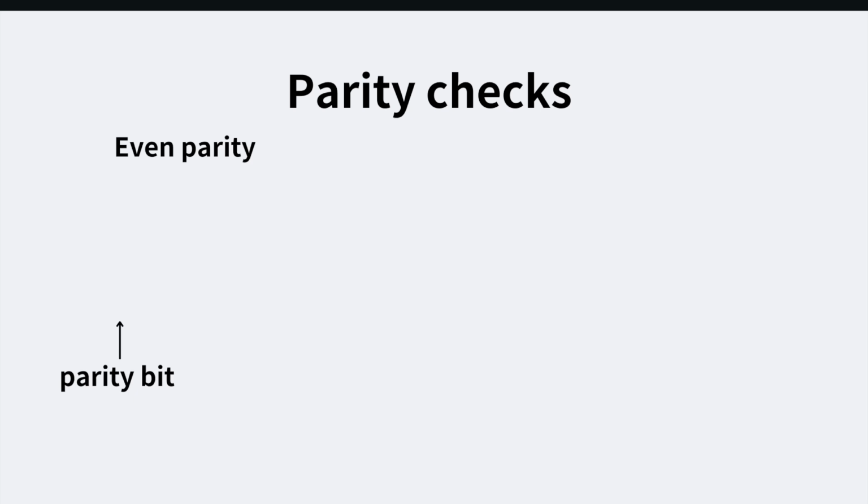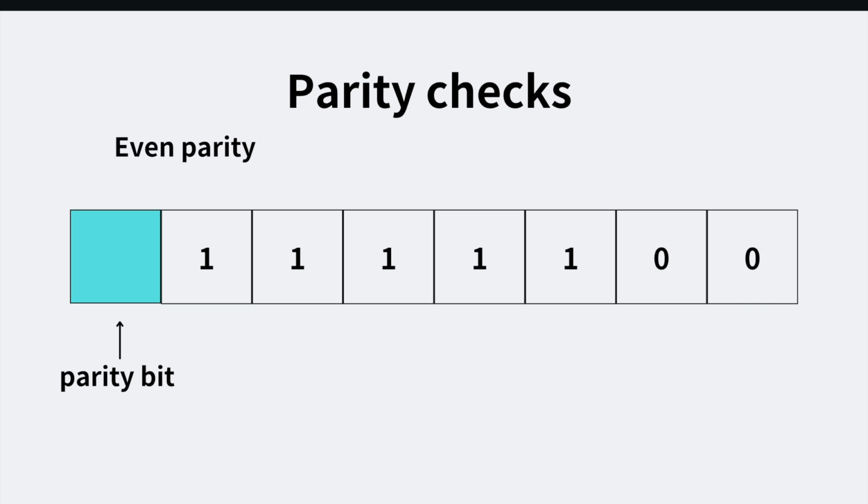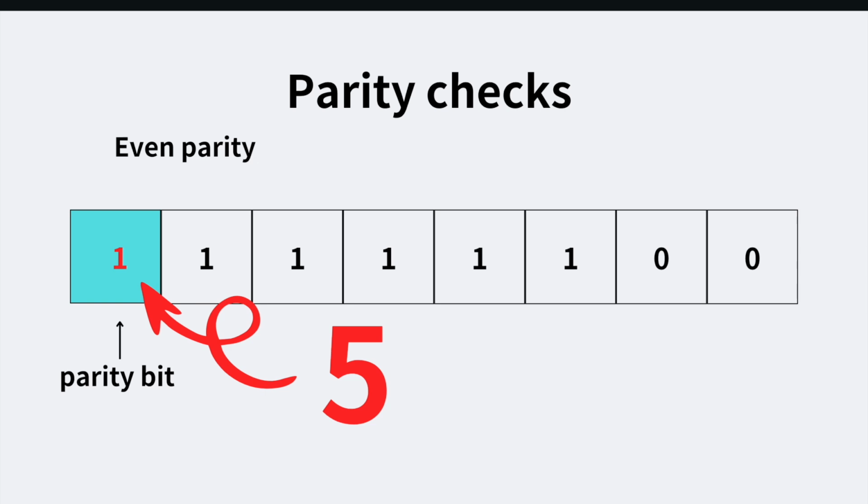And how about this one? There are 5 1 bits. So what should the parity bit be set to? I think the answer is 1. So that the number of 1 bits turns to 6. And 6 is an even number.